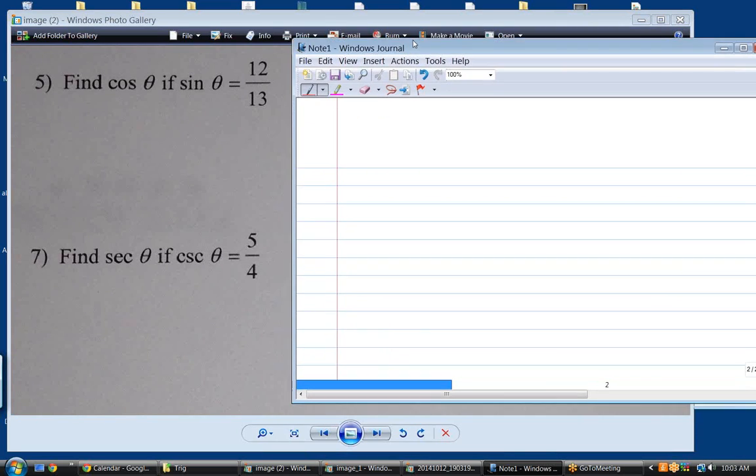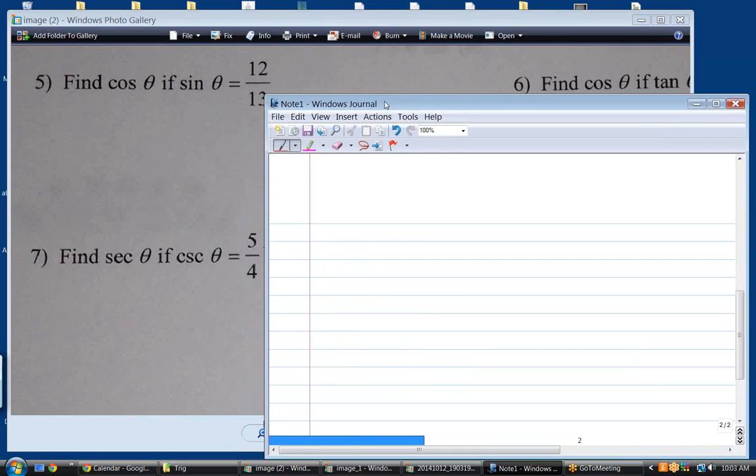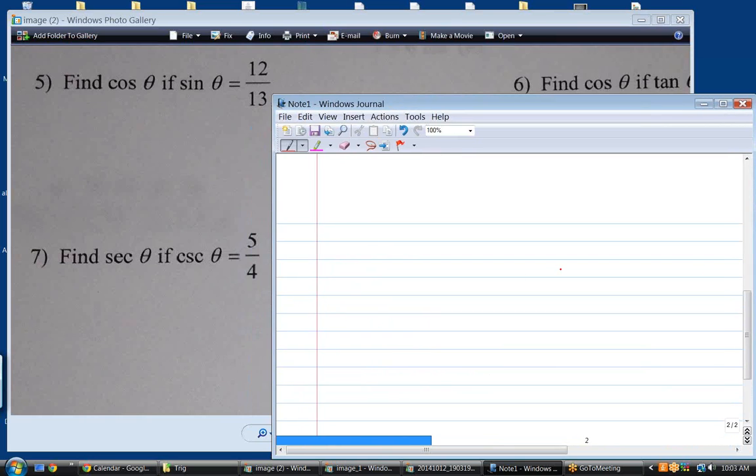Find the cosine if the sine is equal to 12/13. Work me through the process. What would I do? Cosine, isn't the sine just the reciprocal of cosine? No, it isn't. Sine is the reciprocal of cosecant.